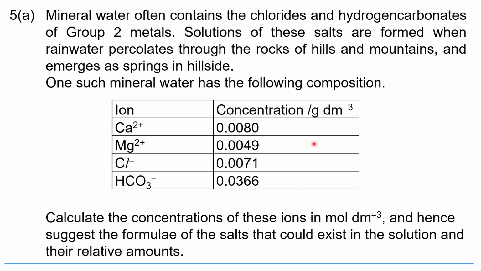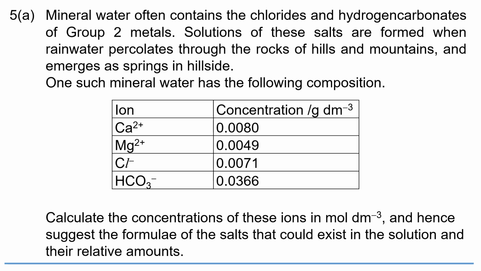Take note, the concentrations given here are all in grams per dm cube. So first part, calculate the concentration of the ions in mole per dm cube. After that, suggest the formulae of the salts that could exist in the solution and their relative amounts. So three things to the question. Number 1, concentration in moles per dm cube. Number 2, formulae of the salts. Number 3, relative amount.